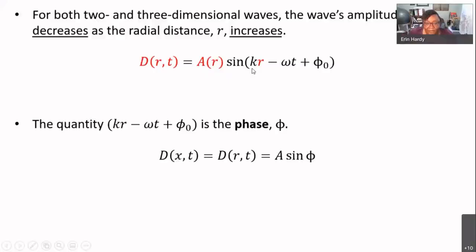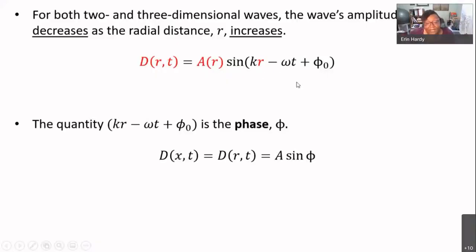So since, in the rock and pond example, dropping a rock into the pond would never produce a wave that just moved inward, we wouldn't have to worry about determining whether we needed a plus or a minus here in between our kr and our omega t. It would always be a minus, because the wave is always propagating outward, not inward.